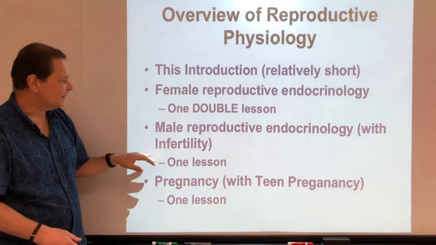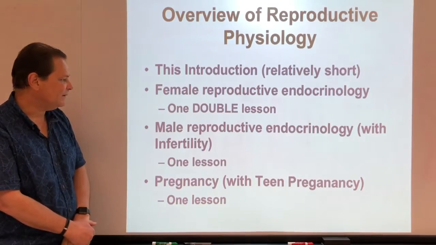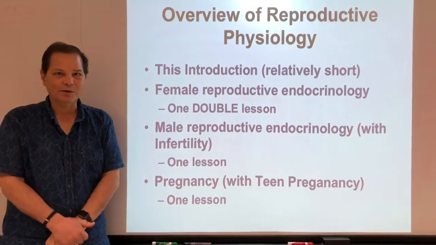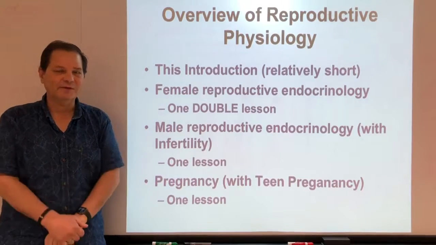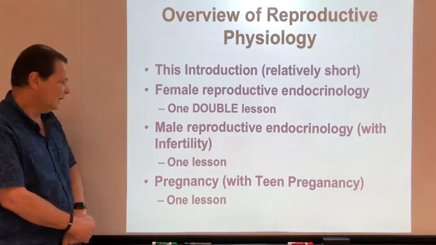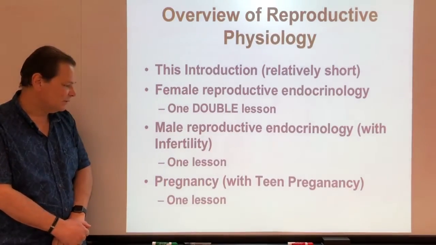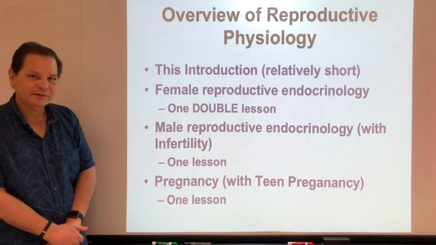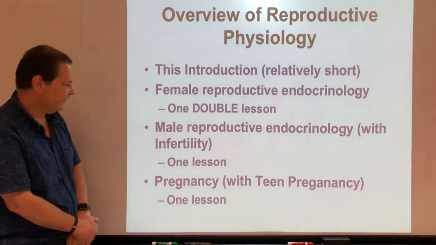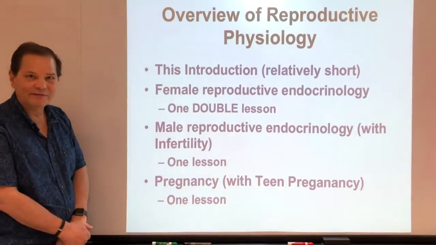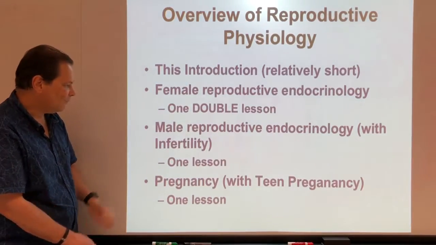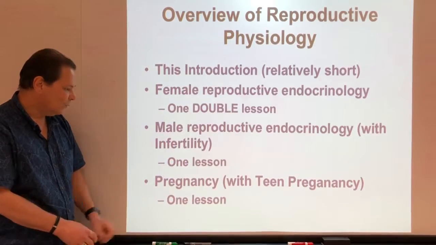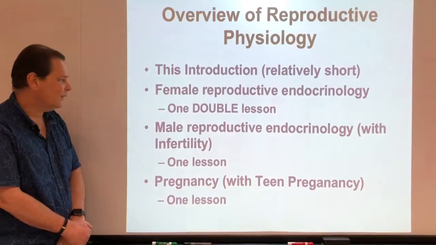After that, the male reproductive physiology, which will basically be all the physiology there is for the first two cases. After that, the male reproductive endocrinology will be presented with infertility, and this will be the first case, in my judgment, where you're going to need the physiology of both sexes to be able to properly judge what may be going on. Certainly it's a broad topic that involves the physiology of both sexes. And this is one normal length lesson. And then we have pregnancy, with the teen pregnancy case, and that is one normal length lesson as well.